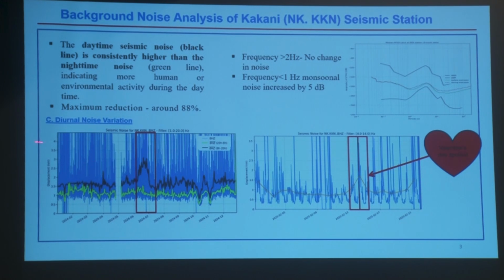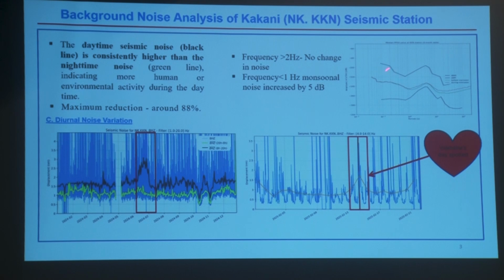Diurnal noise variation was seen, which is basically the noise level in the daytime and the night time. It can be seen that noise in the daytime is significantly higher than that of the night time. And while quantifying in this time, which is around September of 2024, we can see that there is about 88% reduction in the nighttime noise level than that of the daytime.